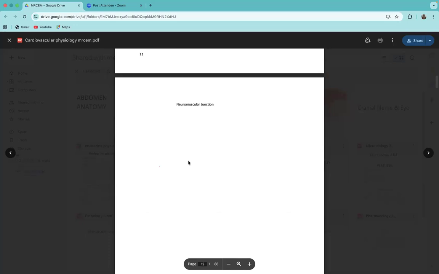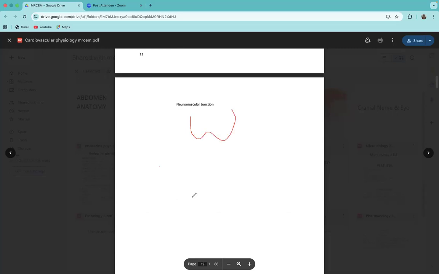Okay. Neuromuscular junction, we all know about the neuromuscular junction. If we had to draw a neuromuscular junction, I'm not really good at drawing, but let's draw this. Okay, so this is basically a neuromuscular junction. Let's just call it.